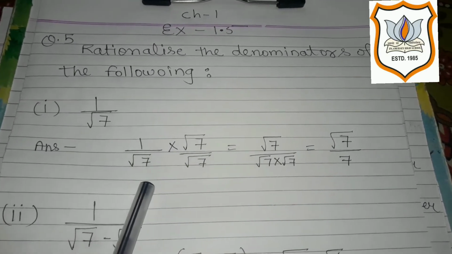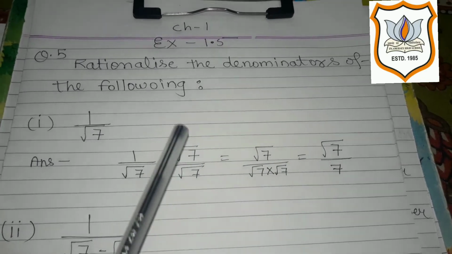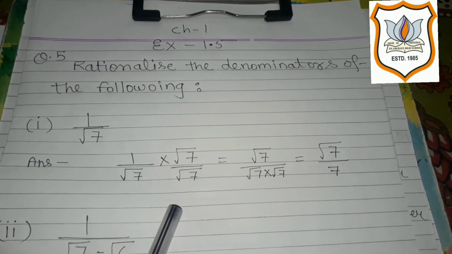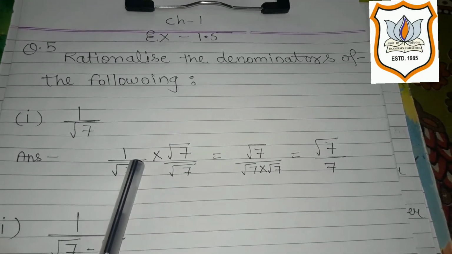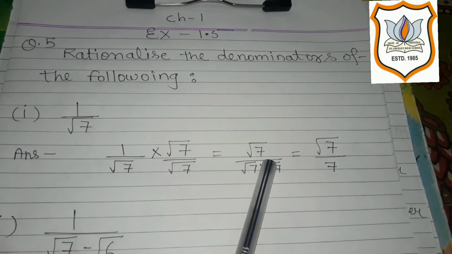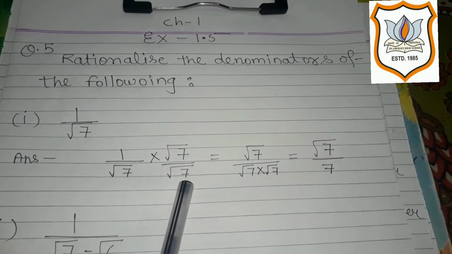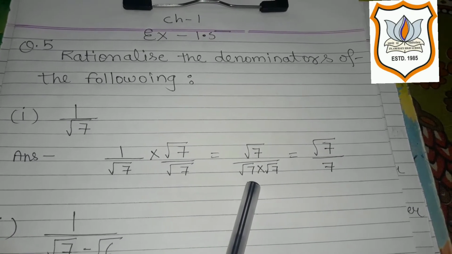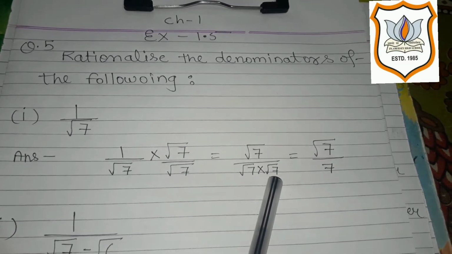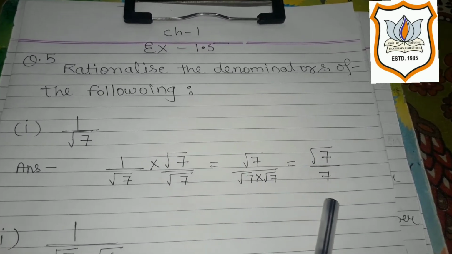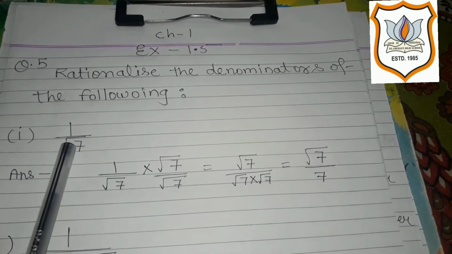So 1 upon root 7 into root 7 upon root 7. We are multiplying root 7 to numerator and denominator both. And we will get the answer root 7 into 1, that is only root 7. But root 7 into root 7 in the denominator, we know that same root values will nullify each other. Root 7 into root 7 will give only 7. Okay? And this is the answer for the very first question.